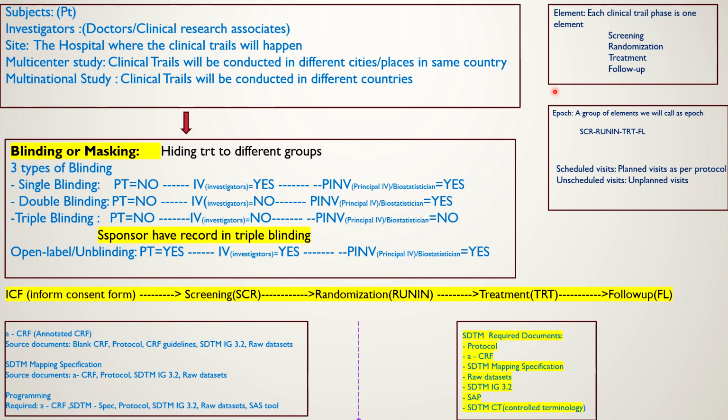Here, what we see, like informed consent and screening, we can call elements. An element is each clinical trial phase: screening is one element, randomization is one element, treatment is one element, follow-up is one element. In clinical trials we can also see the epoch. An epoch is a group of elements, like screening, randomization, treatment, follow-up. This we can call an epoch.